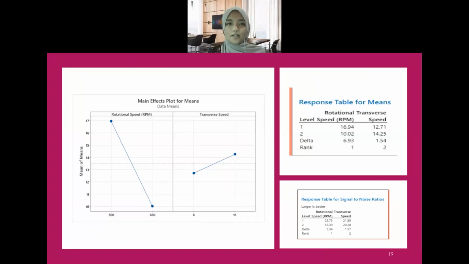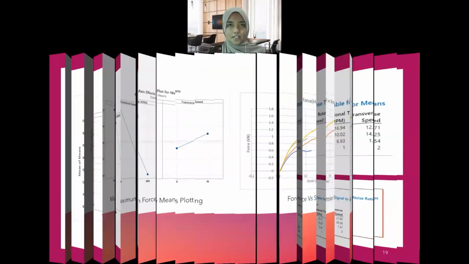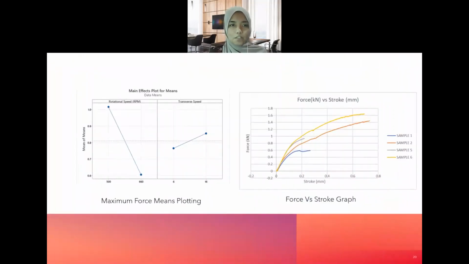So that is why the main effect plots for means for rotational speed, tensile test, and maximum force are plotted as such. It indicates that 500 is the highest, with 60 millimeter per minute. Another reason to strengthen why 500 RPM is selected is the force versus stroke graph, which is the data received during the tensile test. Sample 1, sample 2, sample 5, and sample 6 are arranged accordingly.